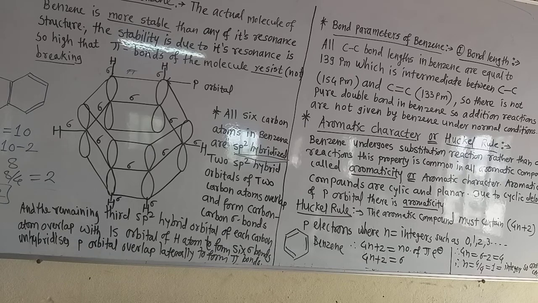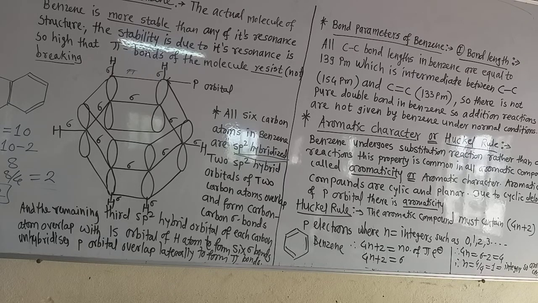Now that is the main rule, the Huckel rule, which helps us to find out the compounds which are aromatic. So benzene undergoes substitution reaction rather than addition reaction. This property is also called aromaticity or aromatic character, and it is common in all aromatic compounds. Now the aromatic compounds are cyclic, they are planar, because the sp2 hybrid carbon has planar, trigonal geometry, and due to the cyclic delocalization of the p electrons, these compounds show aromaticity.